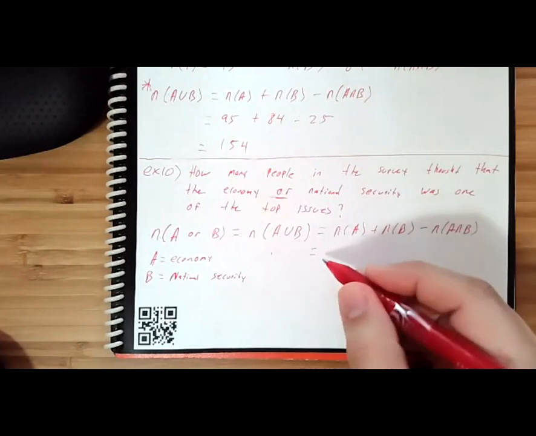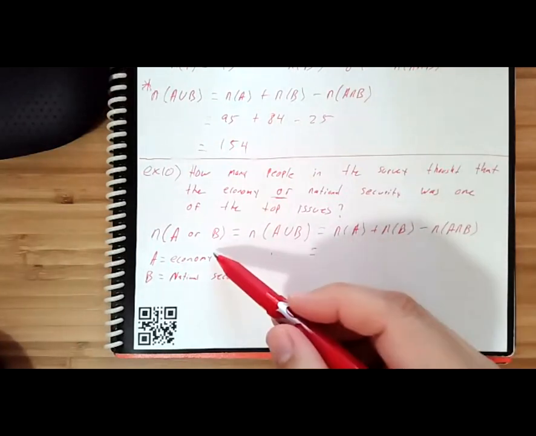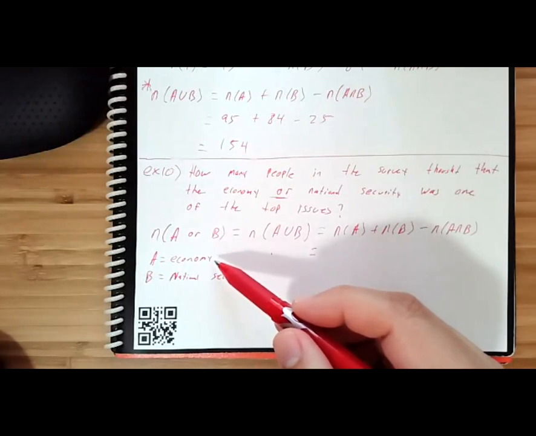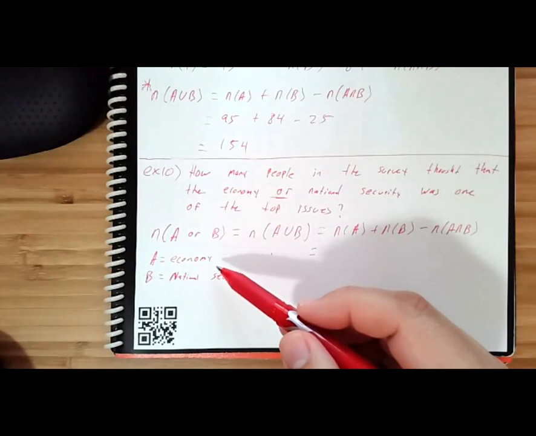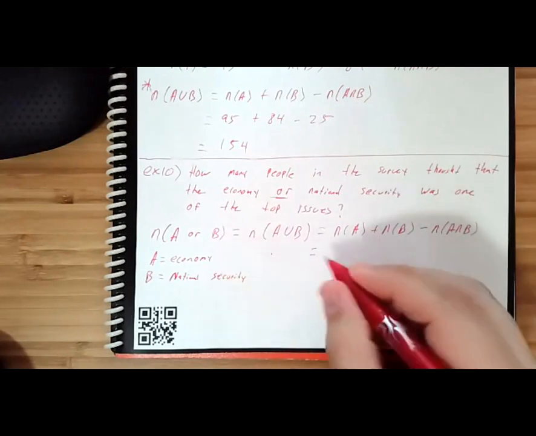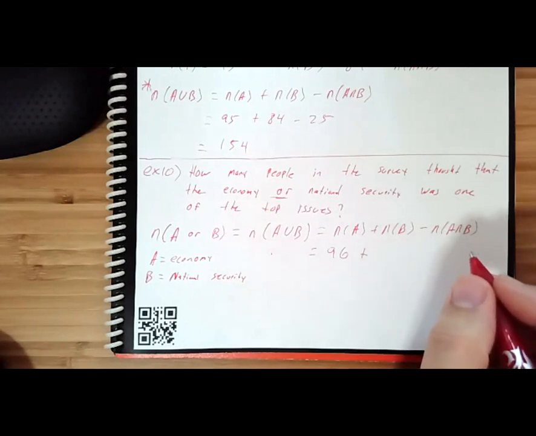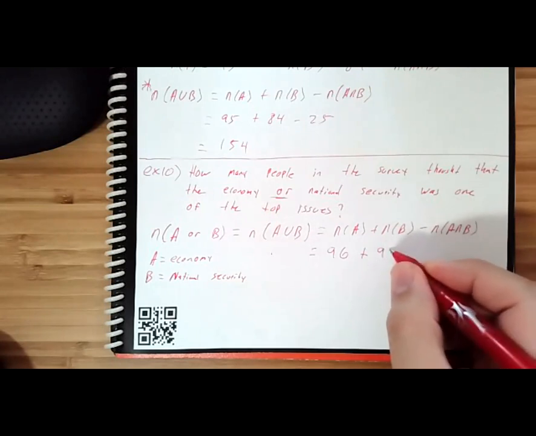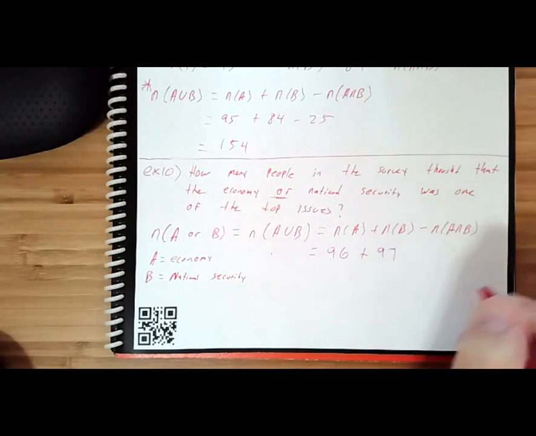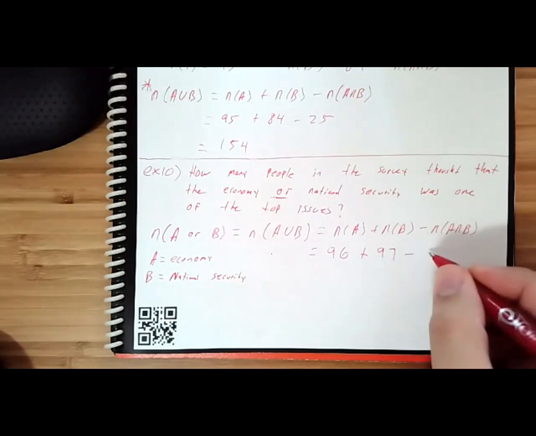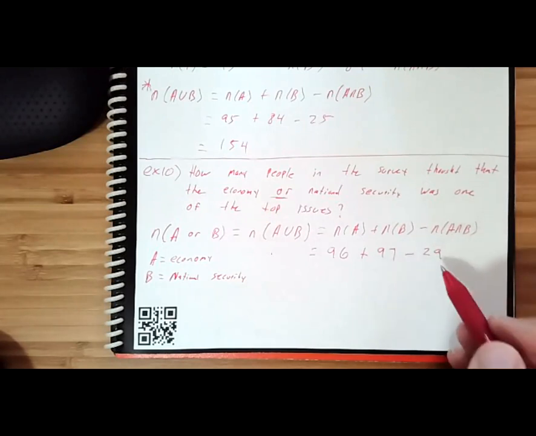So this will equal the number of elements in the economy that they said people were interested in. 96 people said that the economy is one of the top issues. So 96 plus 97 said that security was a top issue. And then 29 said that both were important. So that's the intersection.